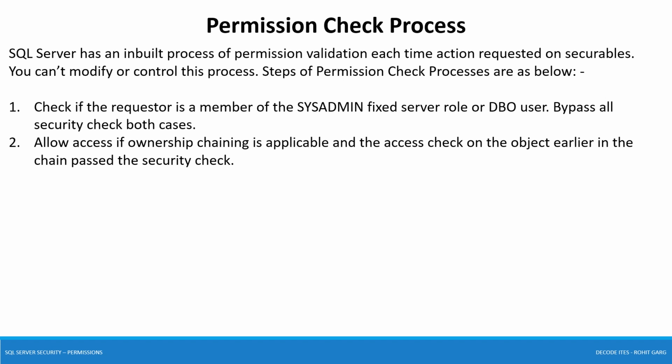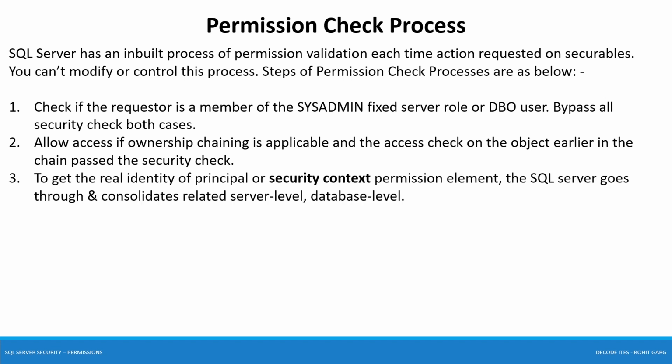Next step is to allow access if ownership chaining is applicable and an access check on the request earlier in the chain passed the security check. If your SQL Server has ownership chaining enabled and the same object was accessed in the same chain previously, then SQL Server will grant the access without further checks. If this is not applicable, it will lead to the next step.